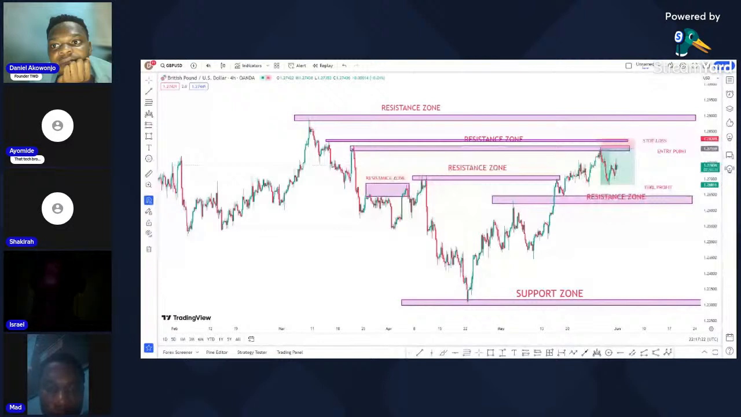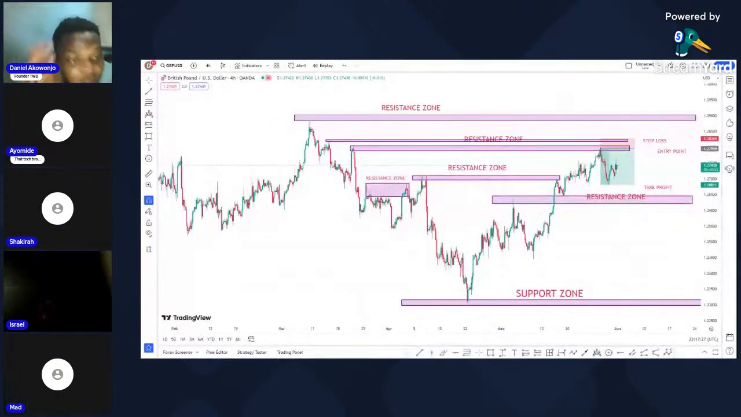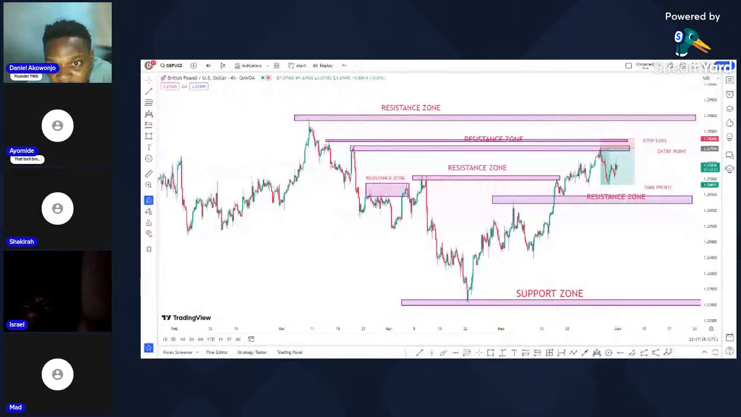So far I've been able to talk about resistance zones. I'm going to close the class today with support zones, and I've been able to touch a little bit on risk management here. That's what I did by explaining how I set my stop loss and my take profits, and what that symbol means. So now let's go to the support zone.